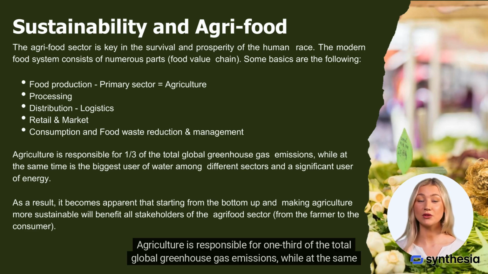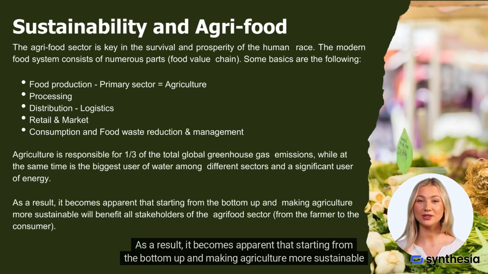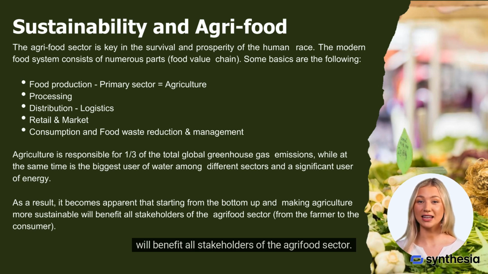Agriculture is responsible for 1/3 of the total global greenhouse gas emissions, while at the same time being the biggest user of water among different sectors and a significant user of energy. As a result, it becomes apparent that starting from the bottom up and making agriculture more sustainable will benefit all stakeholders of the agri-food sector.